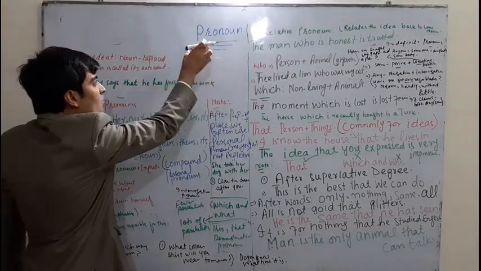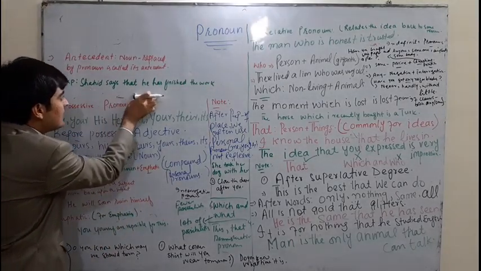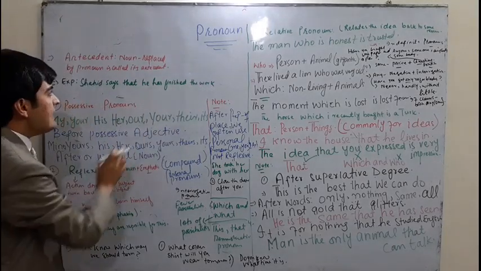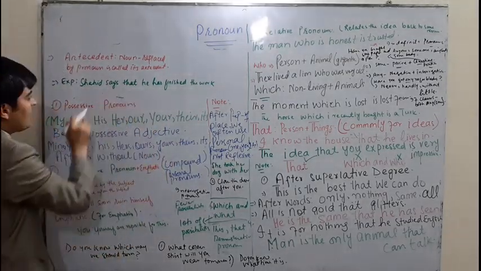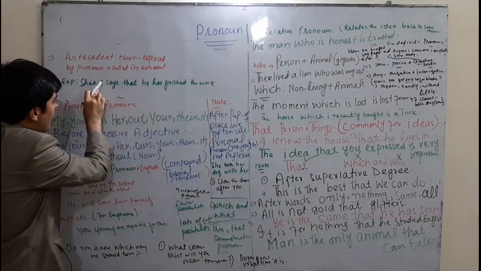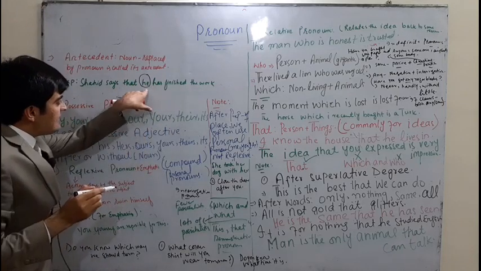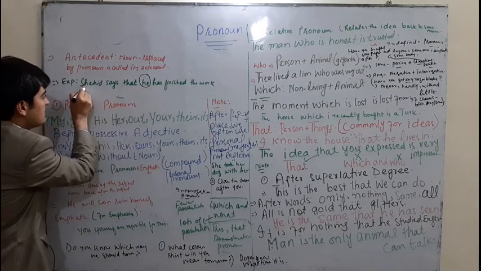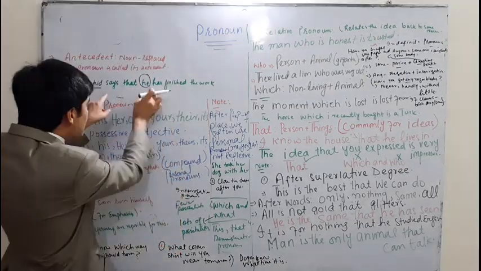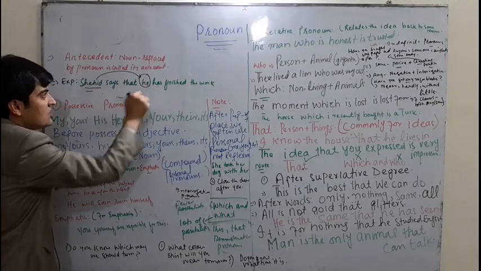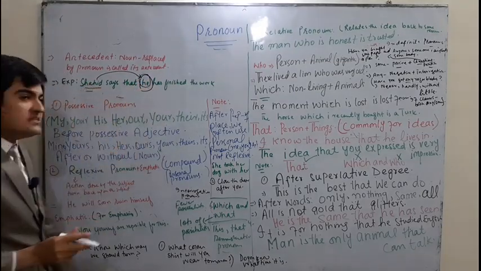As I said, a word which is used instead of a noun is called pronoun. Look at this sentence. Shahid says that he has finished the work. I said in the definition of pronoun that a word which is used instead of a noun, meaning jo noun ki jagah pe istemal ho, usko hum kya kehte hain? Pronoun kehte hain. Now this he has been used for what? For this singular noun, Shahid. Ye he kis ke liye istemal hai? Shahid ke liye istemal hai. So a word which is used instead of a noun, Shahid is a noun.